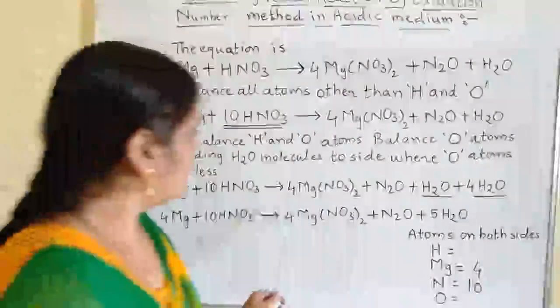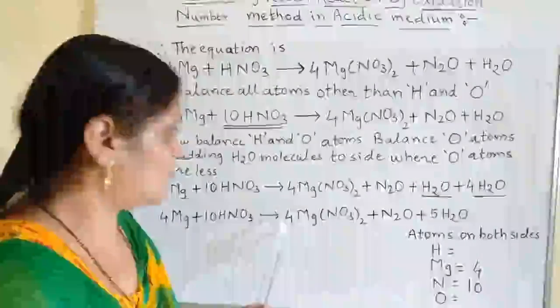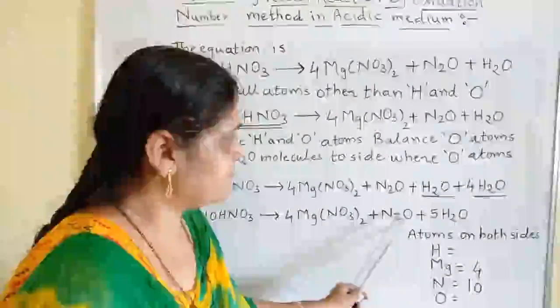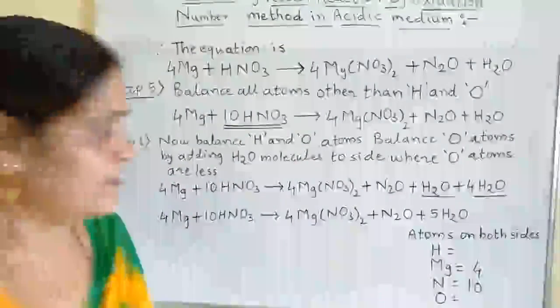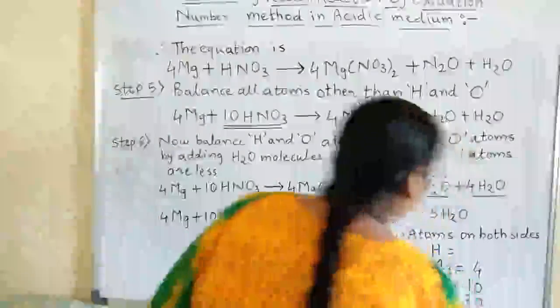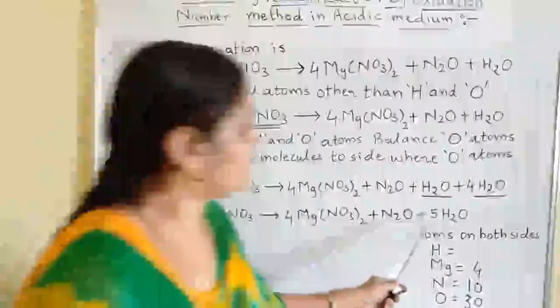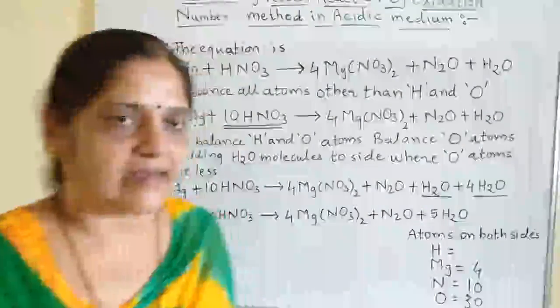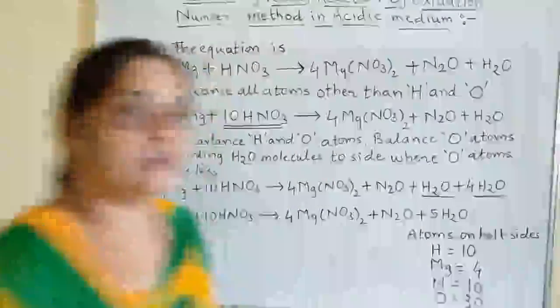Now we have to check oxygen atoms. 10 3s are 30, and here 2 into 3 into 2, 6. 6 into 4, 24. 24 plus 1, 25, and this plus 5, that is equal to 30. So oxygen atoms also become 30 on both sides, right? Now we will check for hydrogen. So here 10 hydrogen atoms, and here 5 into 2, that is equal to 10 hydrogen atoms. So hydrogen atoms become 10 on both sides.